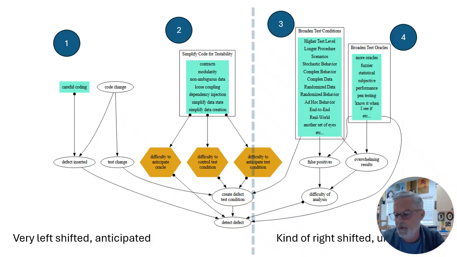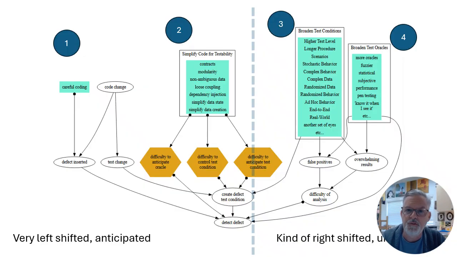Meanwhile, I'm covering up the word unanticipated with my little video of me talking, but the word unanticipated is down there at the bottom right. 3 and 4 are about covering for what's unanticipated by broadening either the test conditions we apply or the oracles that we use to recognize a problem, so that we augment our difficulty anticipating problems with techniques that widen the test conditions or widen the comparisons, right? And make up for the I didn't think of it thing.